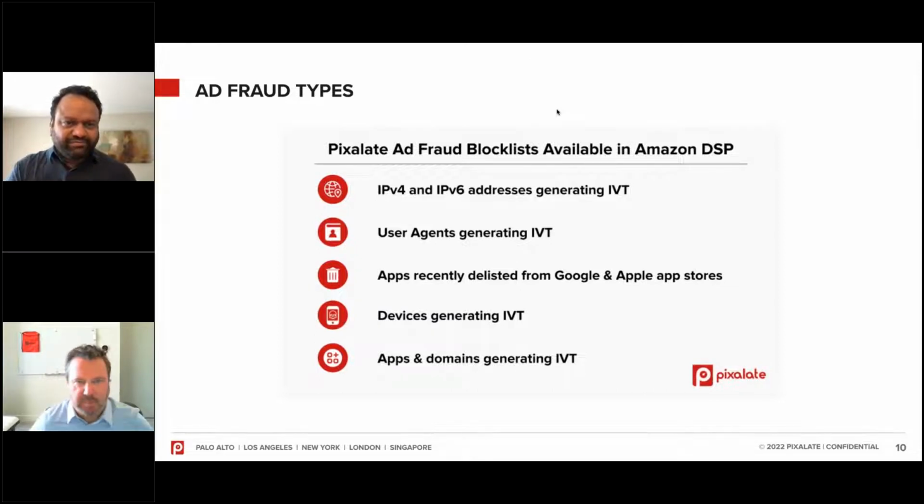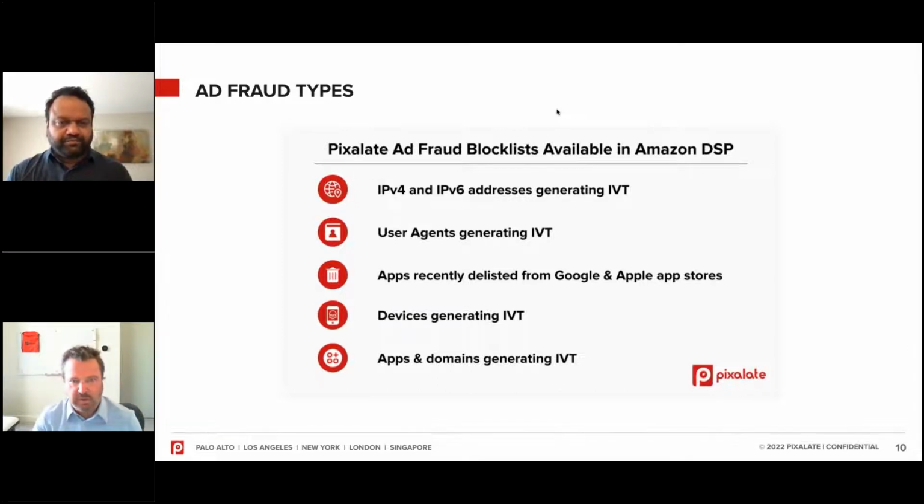Yeah. So at the beginning of January 2022, Amazon DSP clients now have the opportunity to protect their ad campaigns when using Amazon DSP with PIXALATE'S ad fraud blocking technology. And we do this across IPv4, IPv6 addresses, identified as generating invalid traffic. Also down to the user agents, identified users generating invalid traffic.